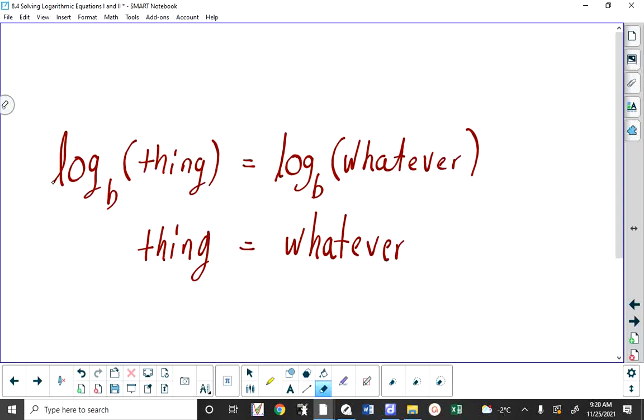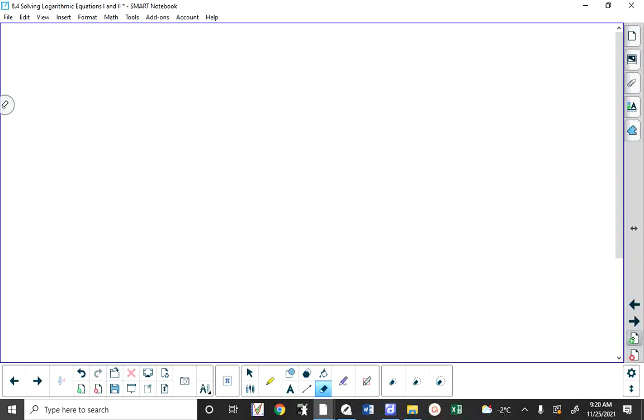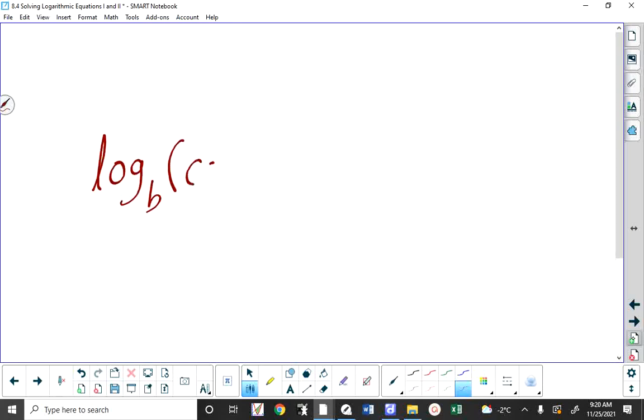It's not always possible to get a single logarithm equal to a single logarithm, and the reason why it's not always possible is sometimes you have pieces of the original equation that don't even have logarithms in them. In that case, your option is to arrange your equation so you have log base b as a single logarithm of something equals some other thing which is not a logarithm.